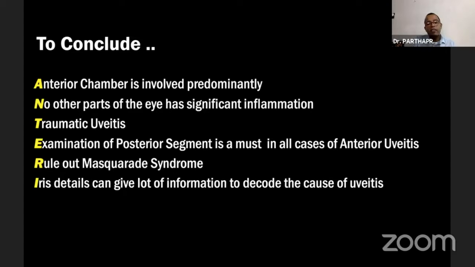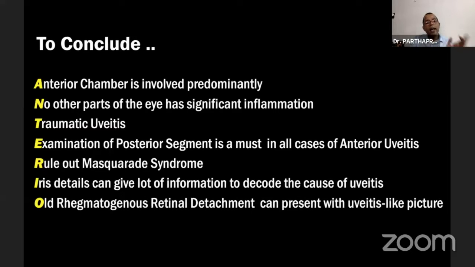Iris details can give you a lot of information to decode the cause of uveitis. Pay attention to each finding and always examine the patient before dilatation. An old rhegmatogenous retinal detachment can sometimes present with a uveitis-like picture. Beware, don't unnecessarily investigate the patients. Try to take a meticulous history, do a B scan, and then come to the diagnosis.